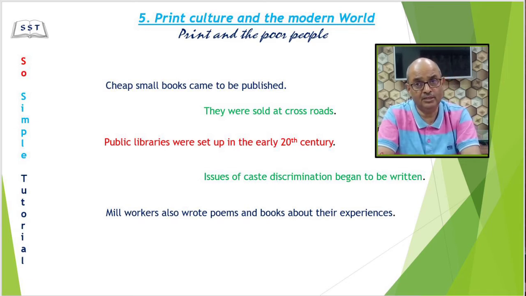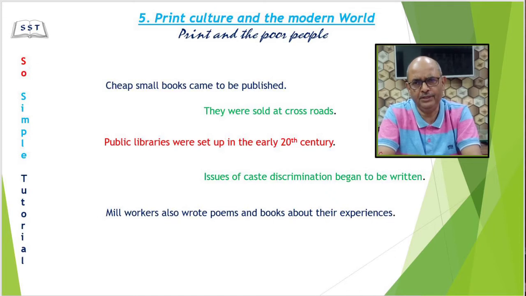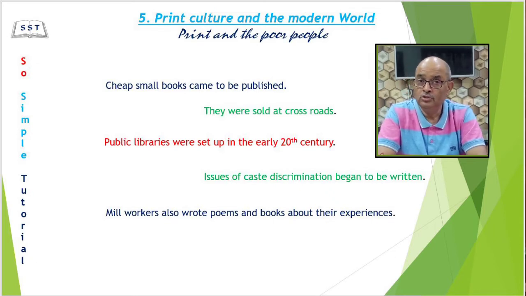Public libraries were set up in the early 20th century. Through such network of libraries, poor people got an easy access to books. Issues of caste discrimination began to be written about in many printed tracts and essays. Jyotiba Phule, dear students, was one of the most vocal among the low caste leaders. He wrote about the injustices of the caste system in his book Gulamgiri in 1871. Gulamgiri means slavery. Significant contributions were also made by Dr. Ambedkar in Maharashtra, E.V. Ramaswamy Naikar in Madras.